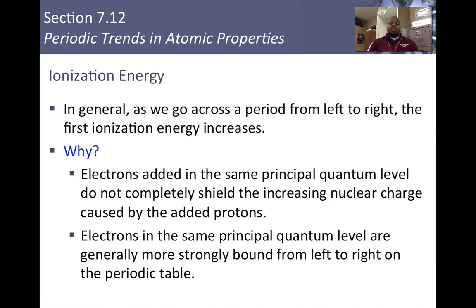What this simply means is, as I continue to add protons to the nucleus, it's going to start to affect the attraction that we're going to have between the protons in the nucleus and the electrons around it. Now, electrons in the same principal energy level are generally more strongly bound from left to right because we're increasing in atomic number.